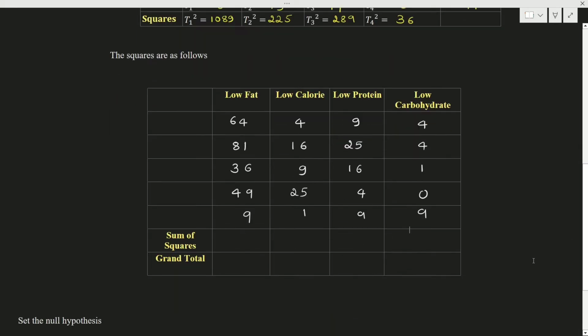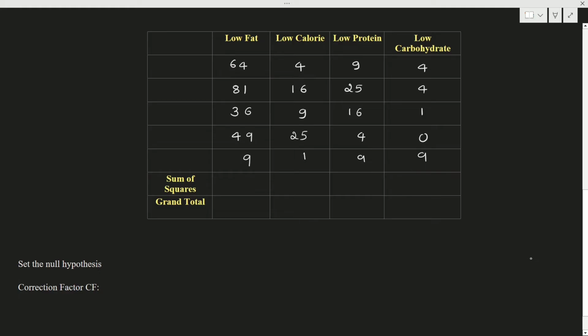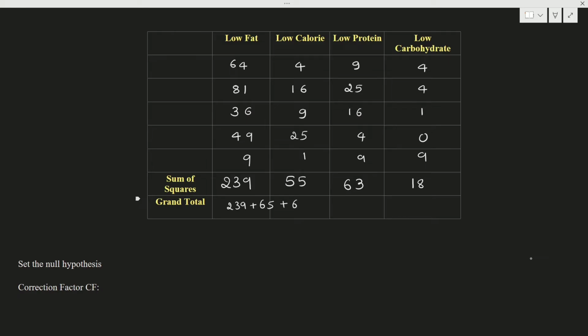Now we need to add them, the sum of these squares, column wise. So, 64 plus 81 plus 36 plus 49 plus 9 is 239. Then add the second column, you will get 55. Then the third column, you will get 63. And here, you will get 18. Again, the grand total is the sum of all these: 239 plus 55 plus 63 plus 18. So this gives us a grand total, that is 375. This is the sum of squares.